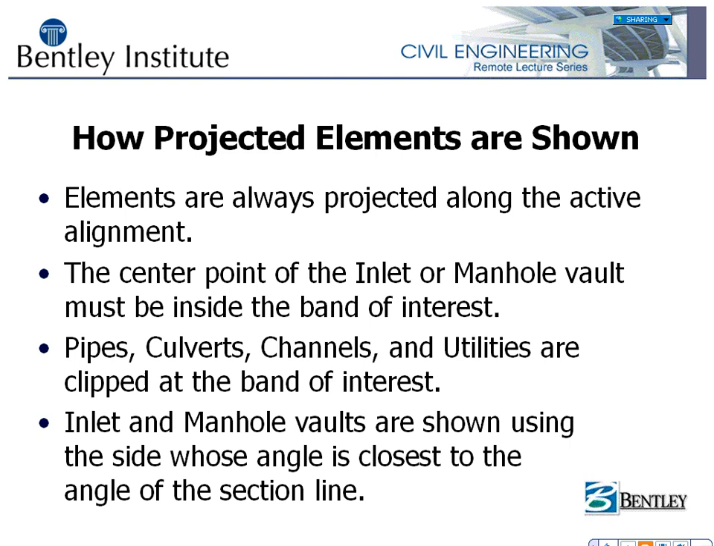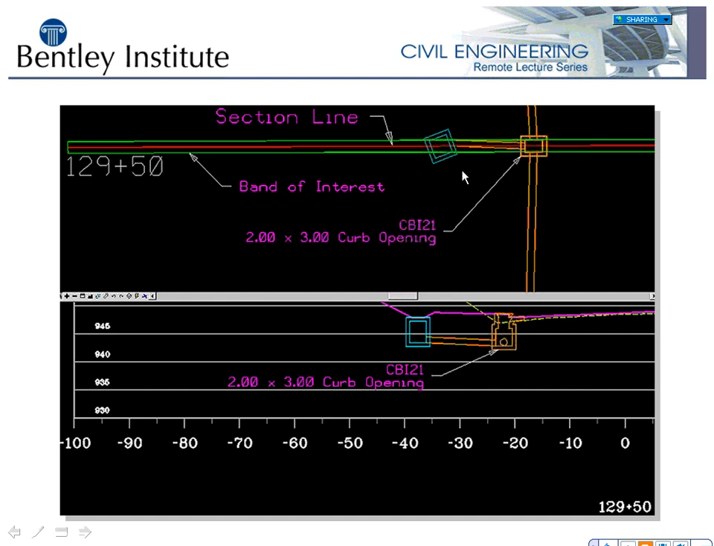Here's an example of one where the inlet is rotated slightly, and the plan view's on top, and down below is the cross section, and you can see that the center of this inlet is inside our green band of interest, and that means we need to show that on our cross section. And we have pipes going in and out. Now, if these pipes had been different diameters, then you would have seen perhaps two pipes, one of a bigger diameter in the background, where one of them was the one coming in and one was the one going out.